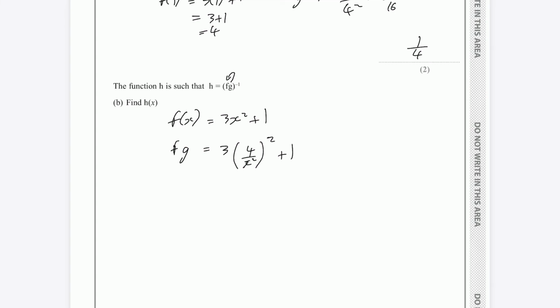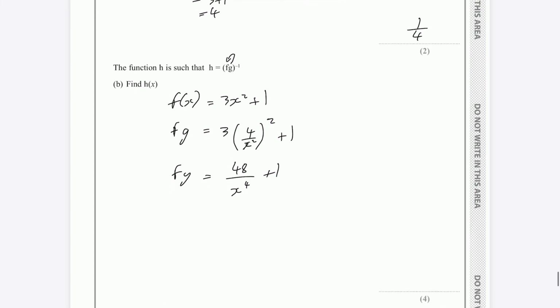And they want the inverse of this. So firstly, what I'll do is I'll simplify it a little bit. So we have 4 squared, which is 16. And we're going to do 16 times 3, which is 48. So that's going to be 48 at the top. And at the bottom, it's going to be x to the power of 4, because it's x squared. And then there's a squared again outside. Plus 1 is still equal to f of g.